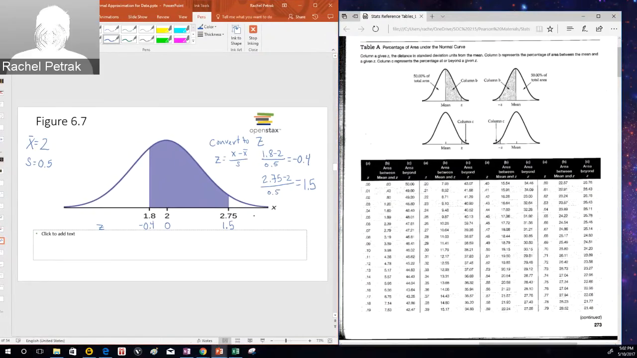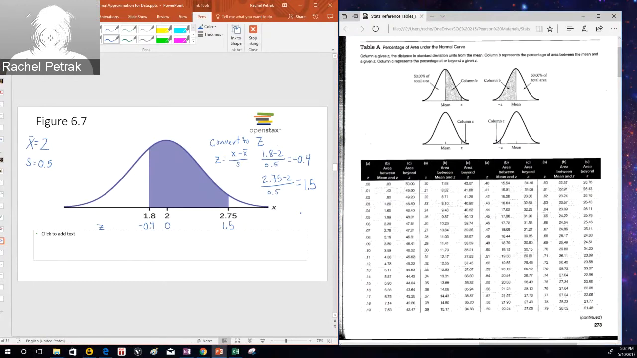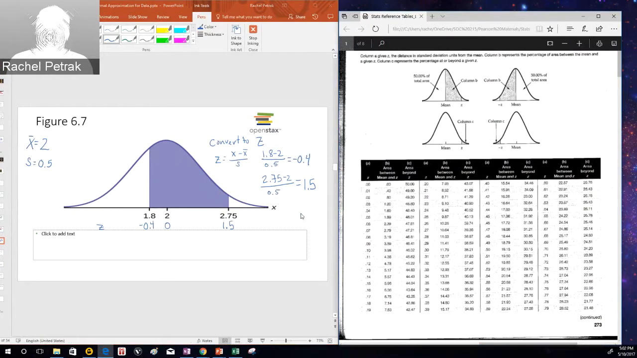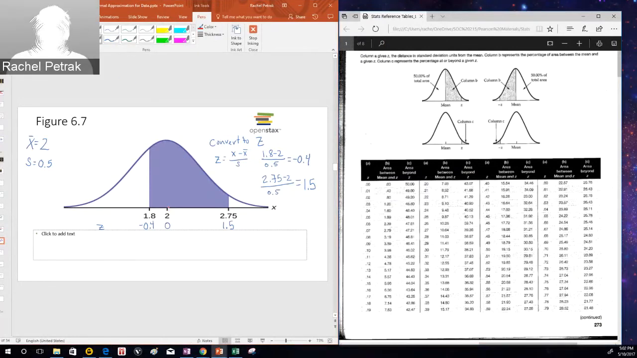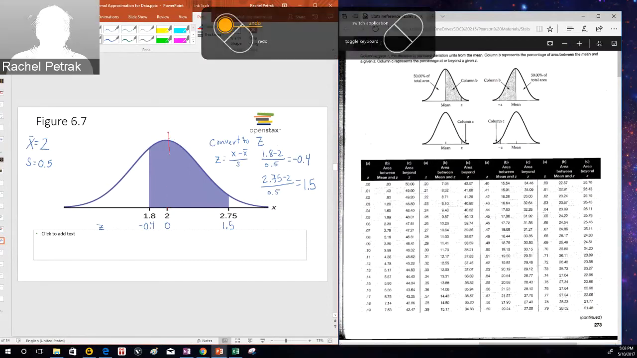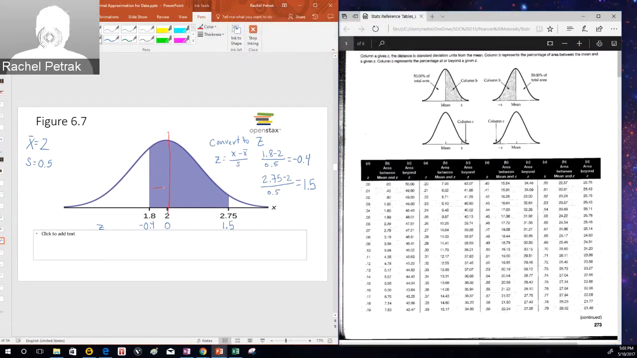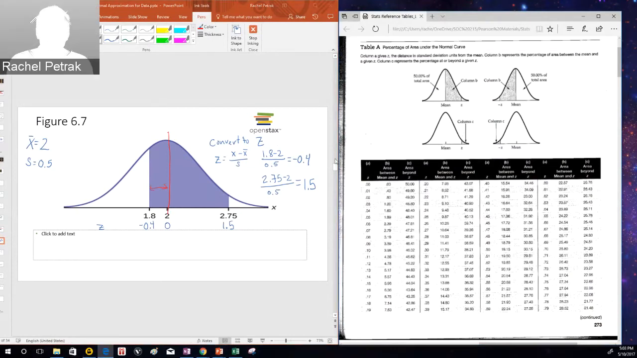So first, let's find this first z-score, which is 0.4. We can follow along on our z-table until we get right here to the z-score, 0.4. And then I know that the mean to z area, or the area from this proportion here, is 15.54% of the distribution.